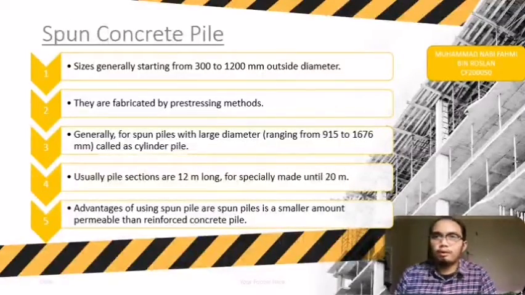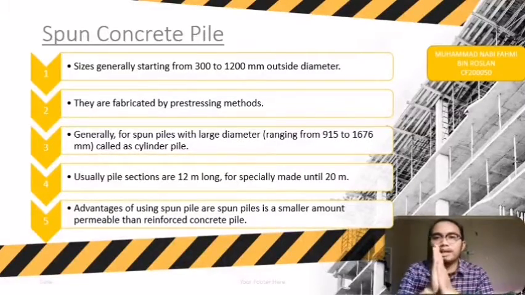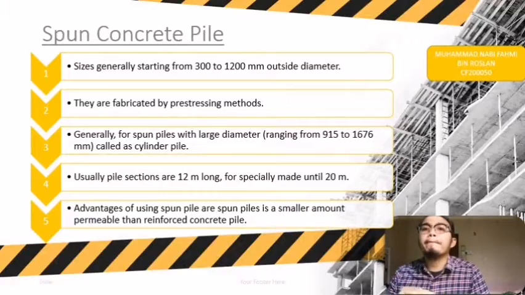Okay, for this slide, I will tell about spun concrete pile. What is spun concrete pile? Spun concrete pile is generally sized from 300 to 1200 millimeter outside diameter. They are fabricated by a pressing method.